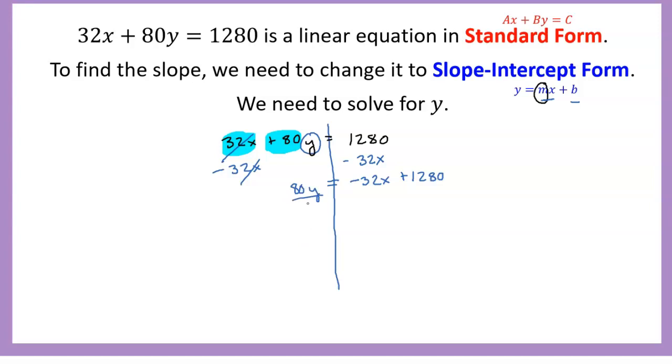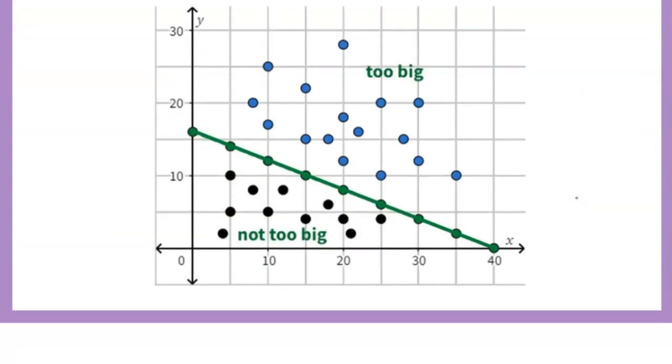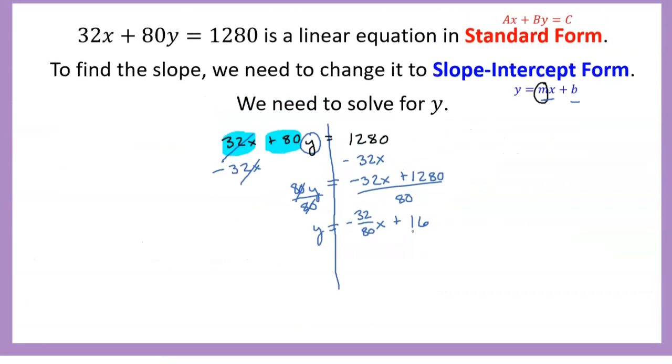To get y by itself, I now divide both sides by 80. And we get negative 32 over 80x plus 1280 divided by 80. I think that comes out evenly. Let me see. 16. Oh yeah, that makes sense, right? Isn't that where we crossed the y-axis before? If we went way back to our graph, let's see. You can see right there. Yeah, we cross at 16. That's our y-intercept. So it makes sense. That became our b value.